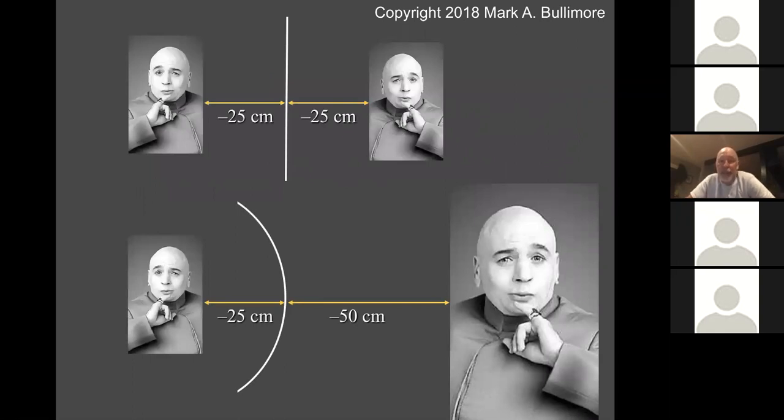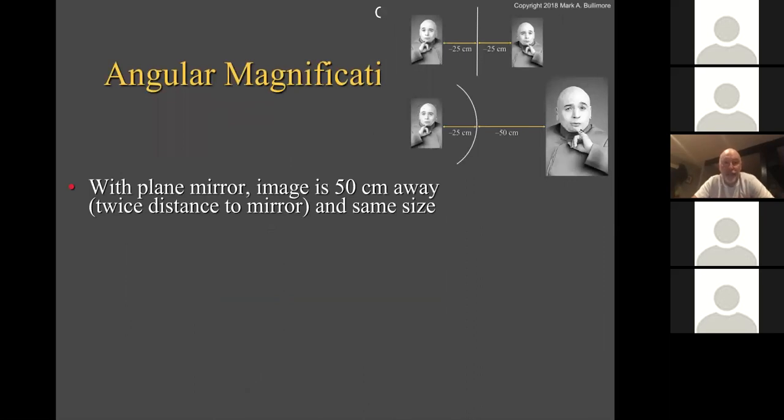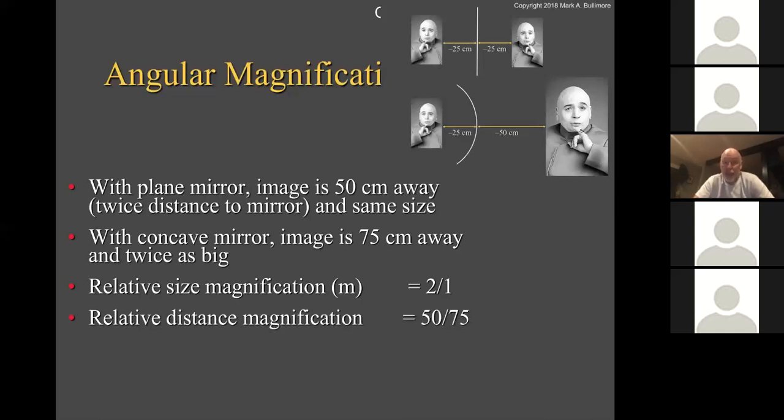So for angular magnification, you need some sort of reference. The reference you've been given here is a plane mirror. In a plane mirror, they're looking at something 50 centimeters away of the same size. With the concave mirror, they're looking at something twice the size, but 75 centimeters away. So again, you've learned some formulae here. That's what I just said in terms of where the image is and how big it is. The relative size magnification, which is a very complicated way of saying the lateral magnification, is that what they're looking at is twice as big as the reference. The relative distance magnification, well, it's further away.